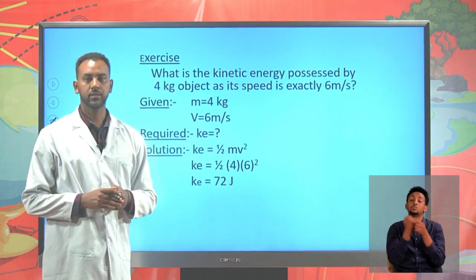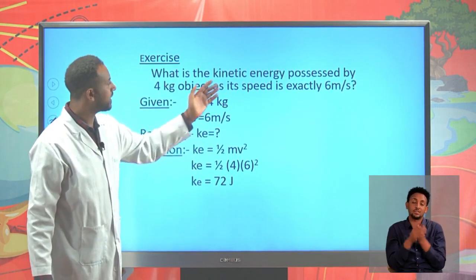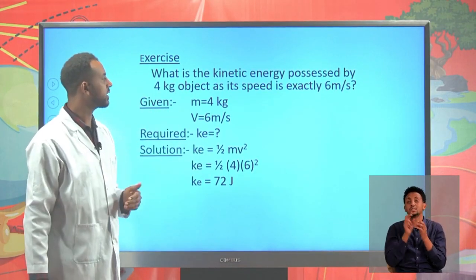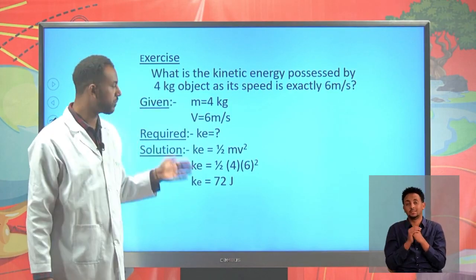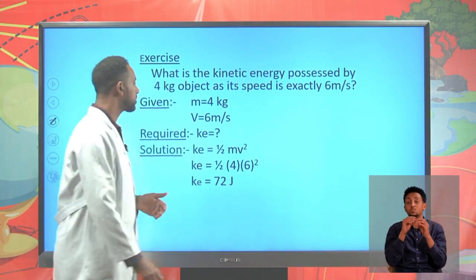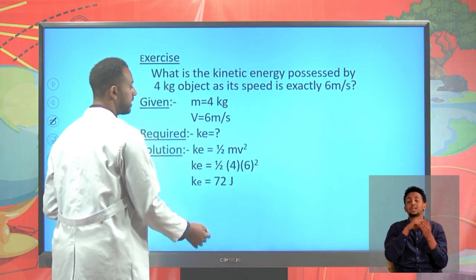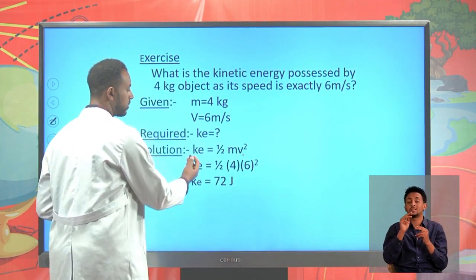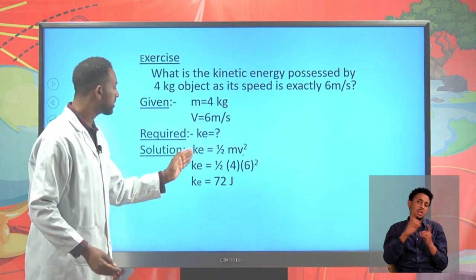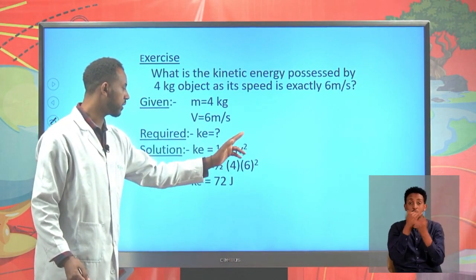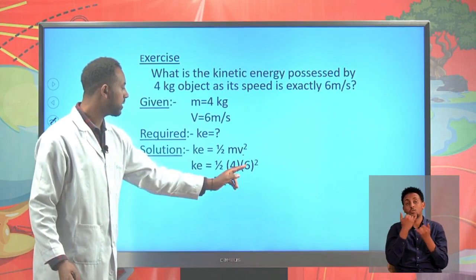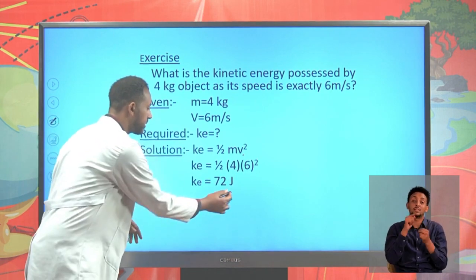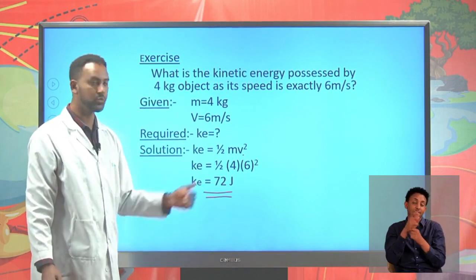Let's try to solve one good example. What is the kinetic energy possessed by a 4 kilogram object when its speed is exactly 6 meters per second? Suppose a given object is in a state of motion. What is its kinetic energy at an instant of time t, as the velocity v is 6 meters per second? Well, it's easy and straightforward. Kinetic energy is 1/2 mv squared. 1/2, the mass is 4, and the speed is 6 squared. When you multiply this, you find that the kinetic energy is 72 joules.